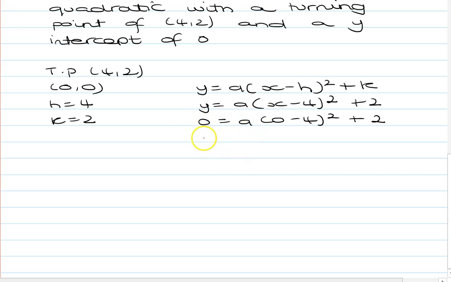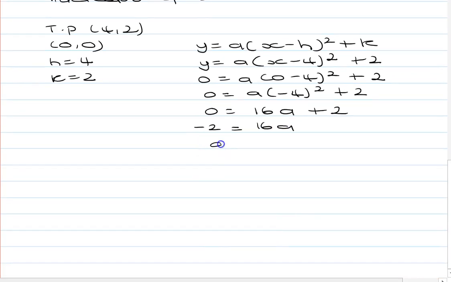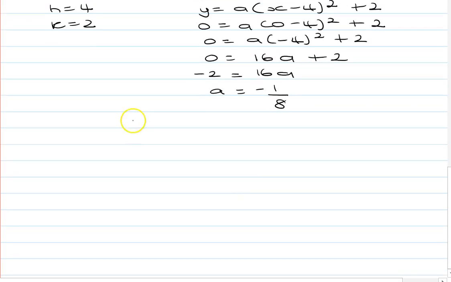Solving gives me 0 equals a times negative 4 squared plus 2. Negative 4 squared is 16, so I've got 16a plus 2. Move the 2 over: negative 2 equals 16a, so a equals negative 2 over 16, which cancels down to negative 1 over 8. Therefore we can finish by saying the equation of our graph is y equals negative 1/8 (x minus 4) squared plus 2.